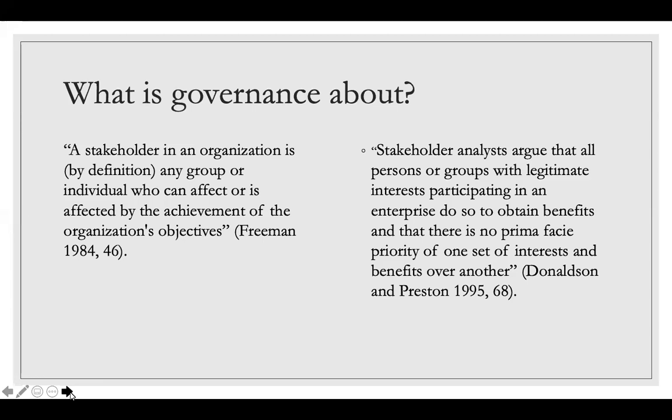And the theory says that all persons or groups with legitimate interests participating in an enterprise do so to obtain benefits, and that there's no prima facie priority of one set of interests and benefits over another. So in simple words, Donaldson and Preston are arguing that all stakeholders are at an equal level within the organization.